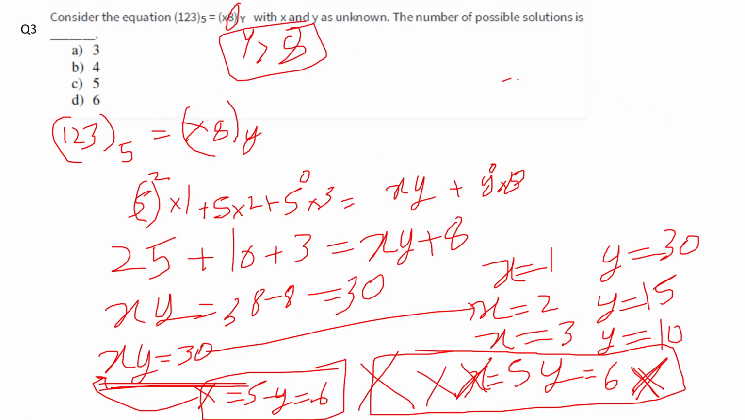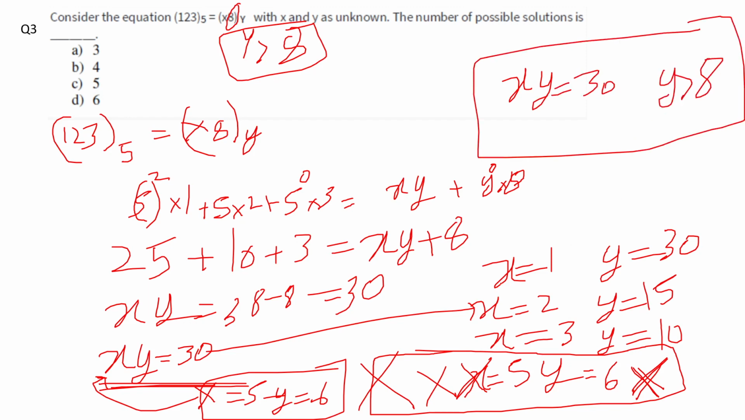So whenever you write this equation, x y equal to 30, given y is greater than 8. So this is your criteria. So the number of possible solutions are 3 only. So option A is the correct answer.